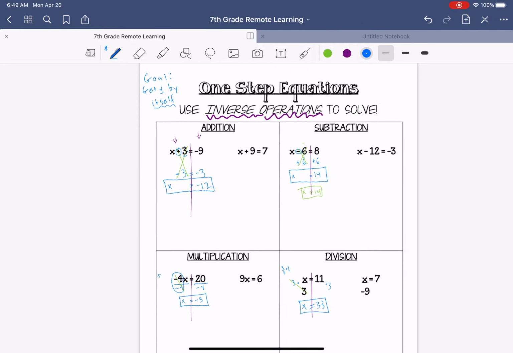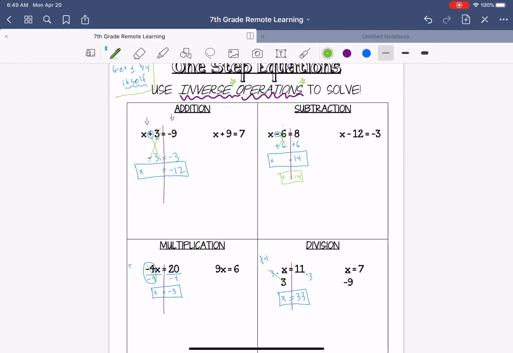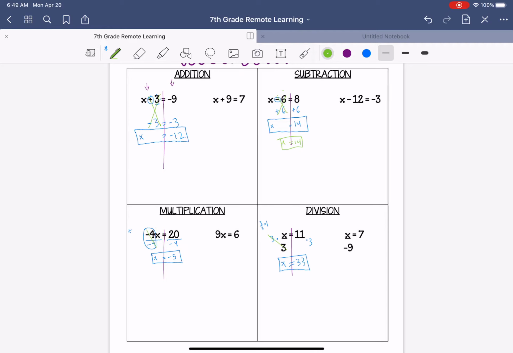So, our big ideas that we want to remember: our goal, which is to get x by itself. If we don't get closer to our goal, if we get further away or stay the same, then we made a mistake. We want to remember to use inverse operations. So think about for each operation what the inverse or the opposite is. And we want to remember to use that same number so that they cancel out. So plus 3 minus 3, minus 6 plus 6, times negative 4 divided by negative 4, and divided by 3 times 3. So when we do the inverses, they cancel out, and we get x by itself.